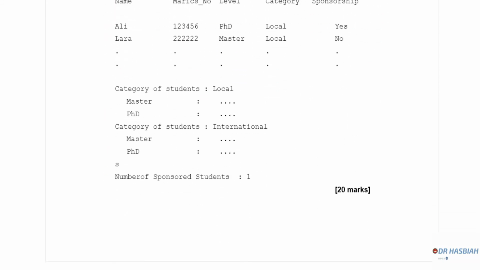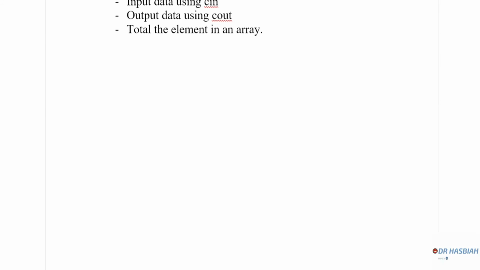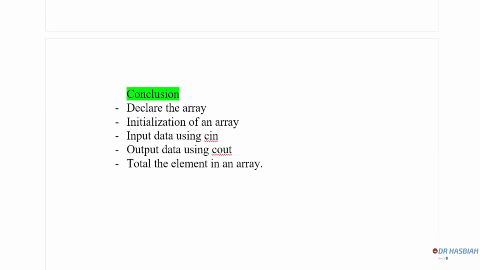Okay, I think that's all for today for the array topic. I hope you can understand the lecture today. We have the conclusion now. So what you should know today: the main topic here, the subtopics. You have to know how to declare the array, how to do the initialization of the array, how to input the data using cin, how to output the data using cout, and how to calculate the average of the array: total the elements, and then calculate the average of the elements in the array.